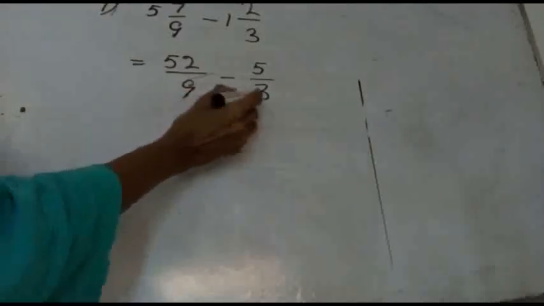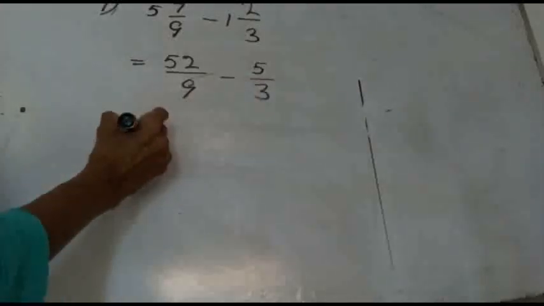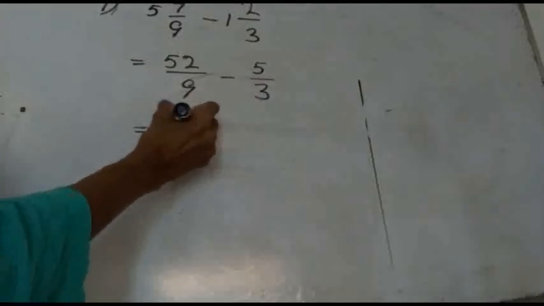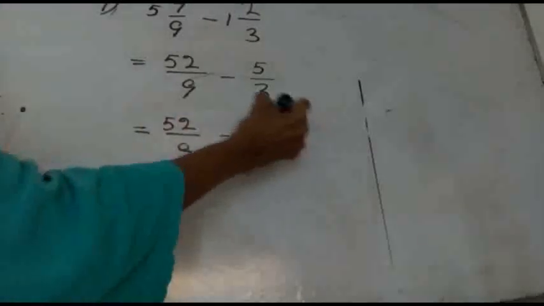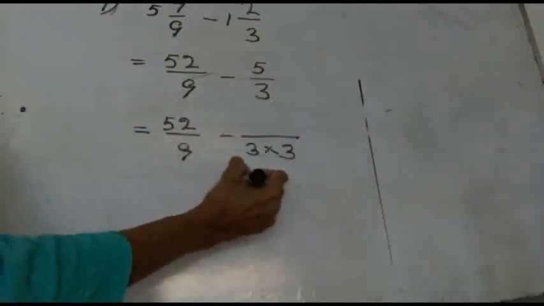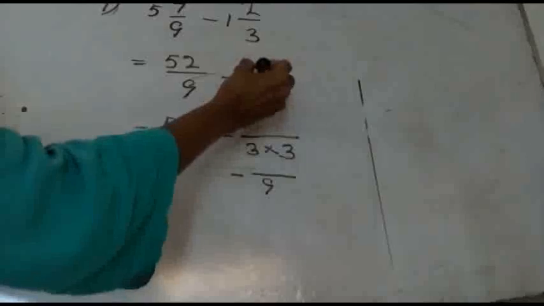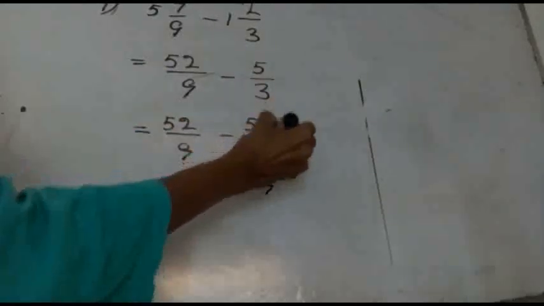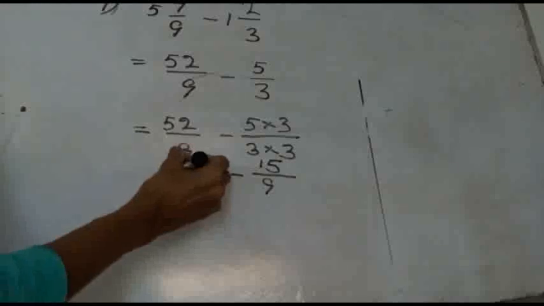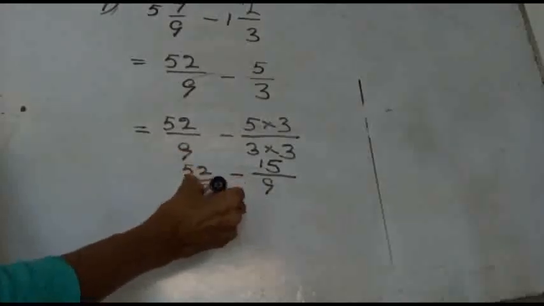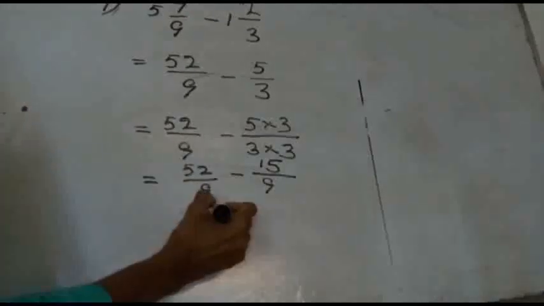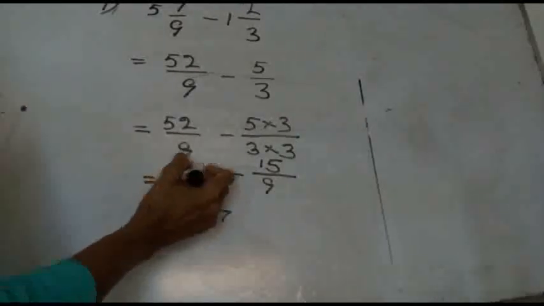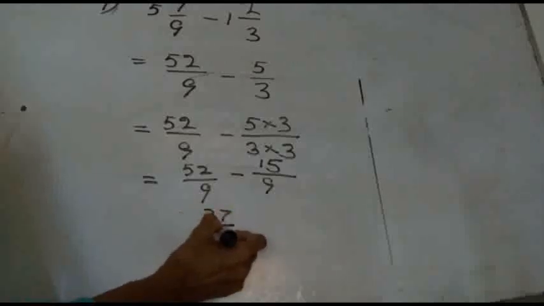Then 9 is equal to 3 times 3. We can write it this way. 3 times 3. 3 multiplied by 3 is equal to 9. 5 also multiplied by 3 is equal to 15. 52 over 9 subtract 15 over 9. 12 subtract 5 is equal to 7. 4 subtract 1 is equal to 3. 37 over 9.